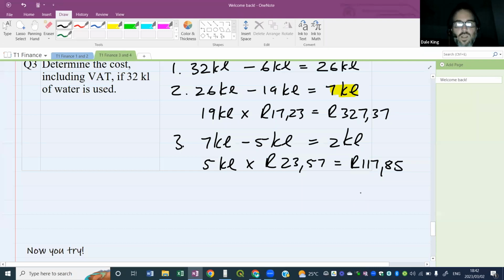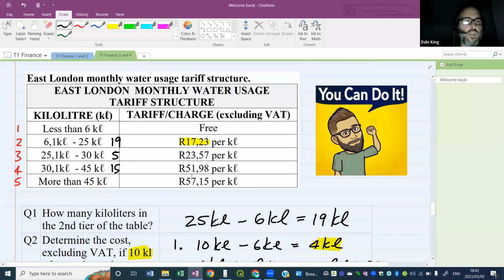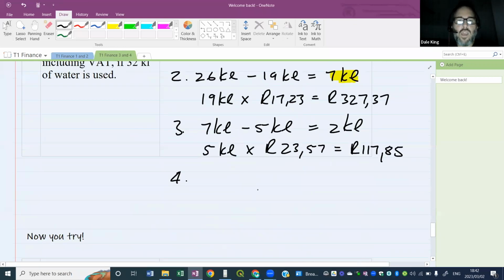We still got some water left. The first tier was free water. The second tier we charged at 17 Rand 23. The third tier we were charged at 23 Rand 57. We've got even more water, and the municipality is penalizing us now because we've used a lot of water. So this fourth tier rate should be high. If we look at the fourth tier rate there, it's 51 Rand 98 per kiloliter. The municipality is like, listen, you're using way too much water now. You should not be using this much. We don't mind if you're using like 25 kiloliters or a little bit more, but this is a lot. So they're going to charge you every kiloliter now in this tier at 51 Rand 98. They're making it very expensive now. And we only have 2 left.